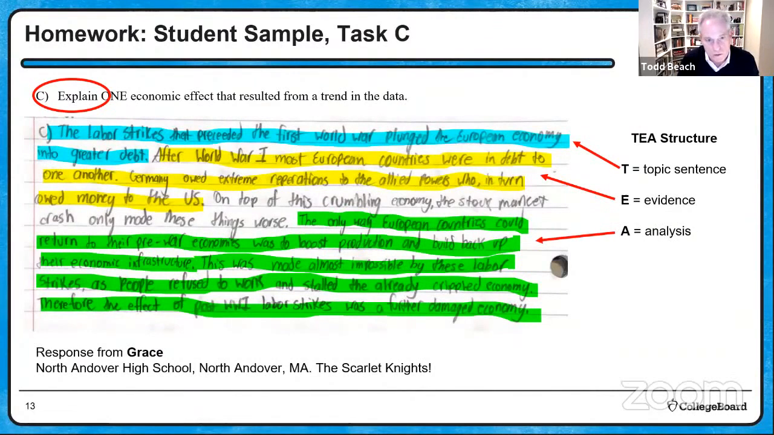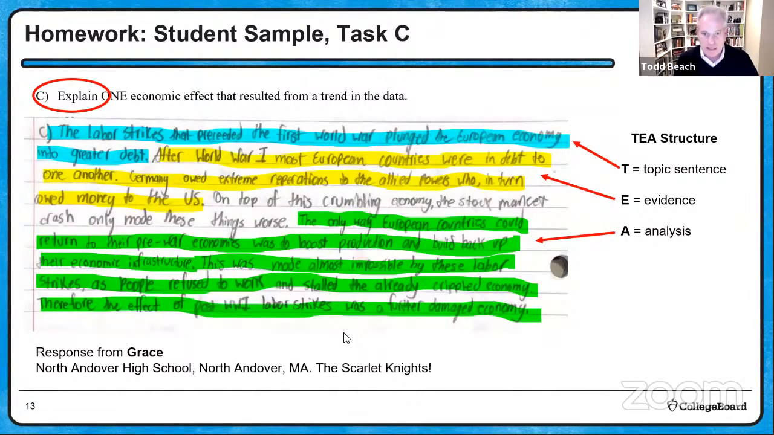The only way European countries could return to their pre-war economies was to boost production, build back up their economic infrastructure. This was made almost impossible by these labor strikes. There we go. We're back into what the data is about, the labor strikes. As people refused to work and stalled the already crippled economy. Therefore, the effect of post-World War I labor strikes was a further damaged economy. There we go, Grace, that's really well done.